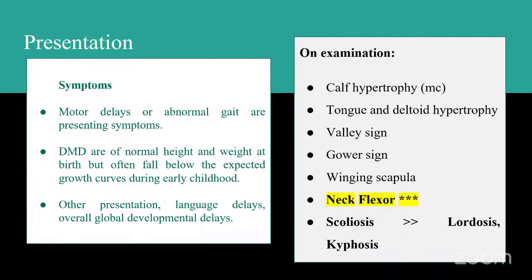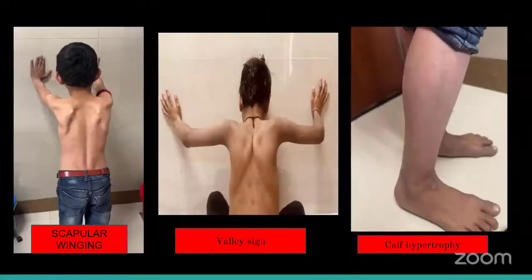If the neck flexors are normal, but the child has all the signs of DMD, like Gower sign and calf hypertrophy, then that is a non-DMD muscular dystrophy. Scoliosis is there eventually because of muscular weakness, and then they also have lordosis and kyphosis. These are common clinical signs: scapular winging, which we will demonstrate by this particular maneuver, and the valley sign, which is formed due to hypertrophy and atrophy of some muscles. So you can see this valley-like formation here.